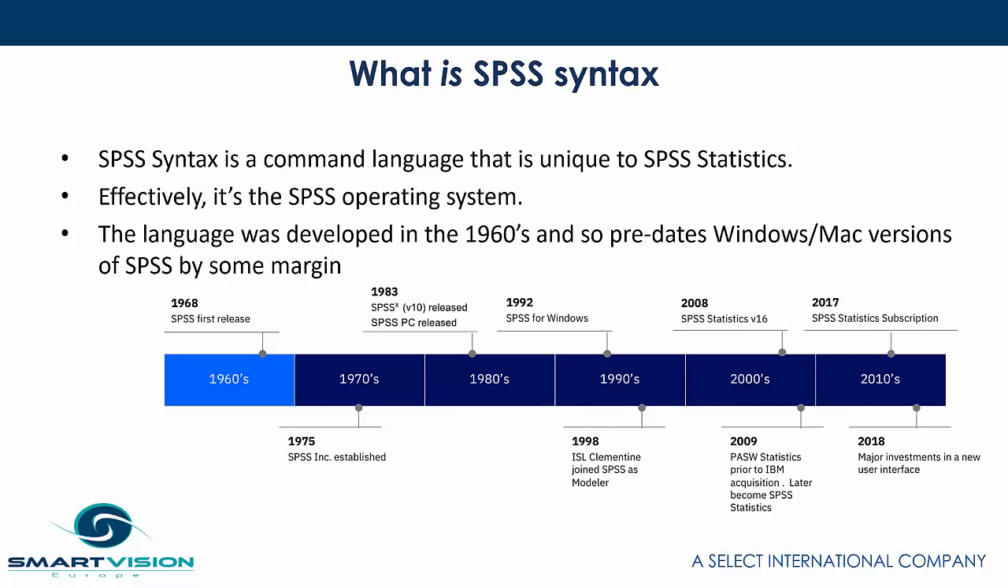And then 1992 is really when the first SPSS for Windows release comes out. And then around about 2009, of course, SPSS Statistics is acquired by IBM, so it effectively becomes IBM SPSS Statistics. And since then, there's been additional functionality that's been added to it right up until the current and present day.